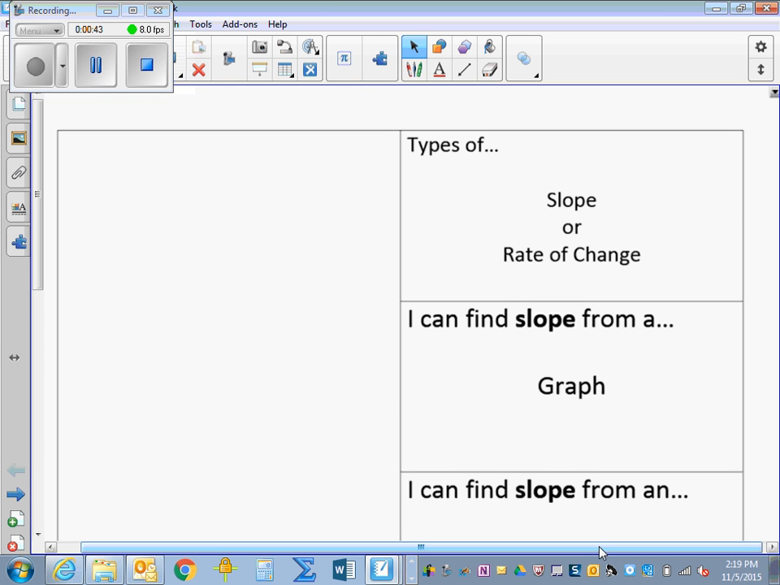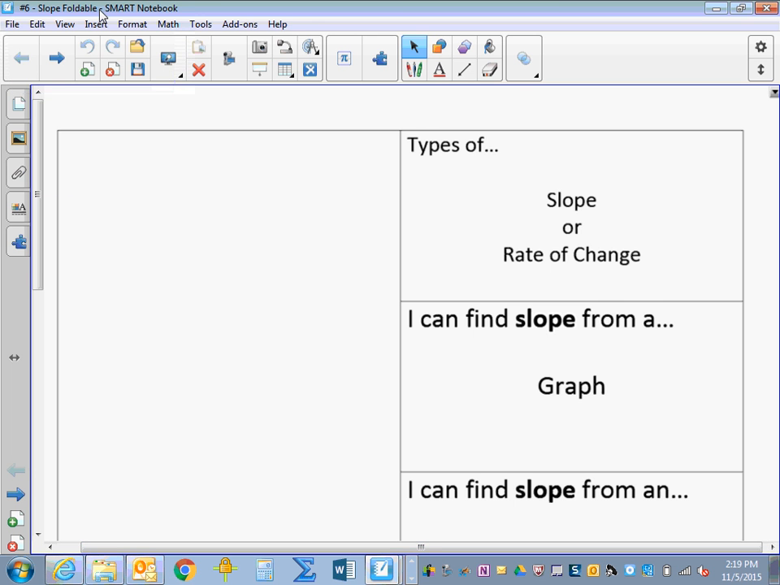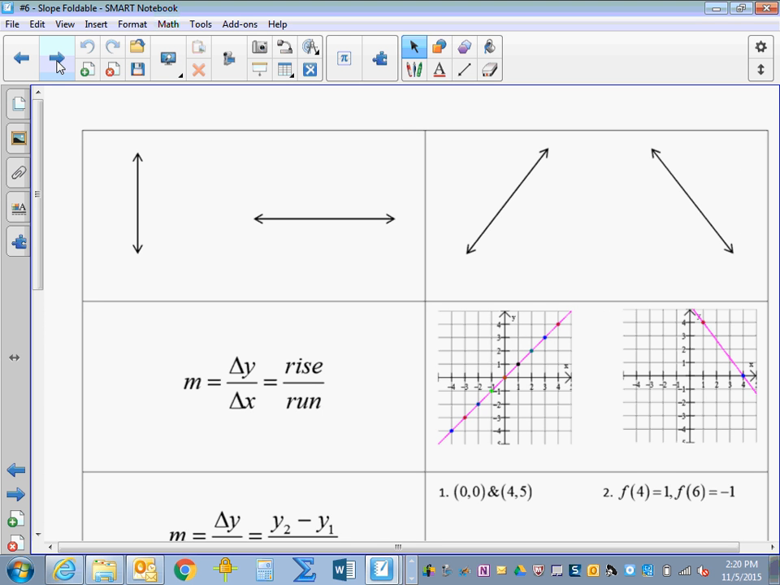That's what slope is. All right, so first we're going to take a look at 4 different types of slope, or what we call rate of change. Again, how quickly it's changing, how fast or how slow. All right, so that's our first flap. So open up that first flap and you'll see 4 different pictures there. Nice. All right, so we have 4 different scenarios here.